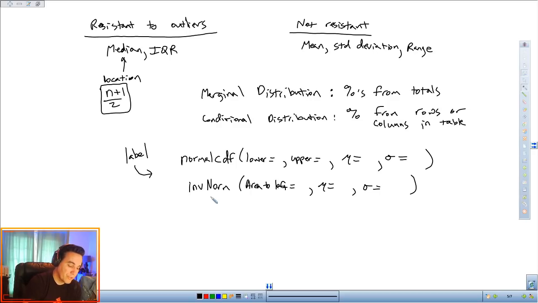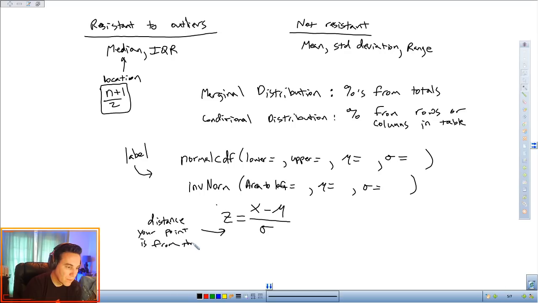Your z-score, in chapter 6 we learned about z-scores, right? It's how to compare two data points to each other that are in two different groups. Remember, what is a z-score? It's the distance your point is from the mean in standard deviations.